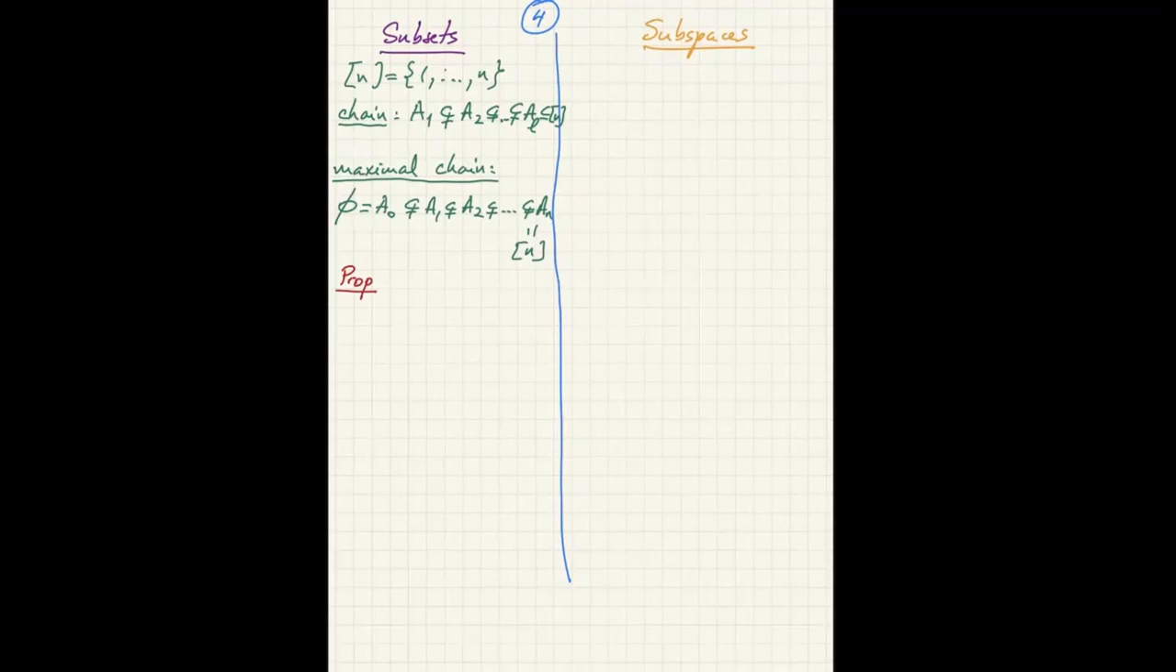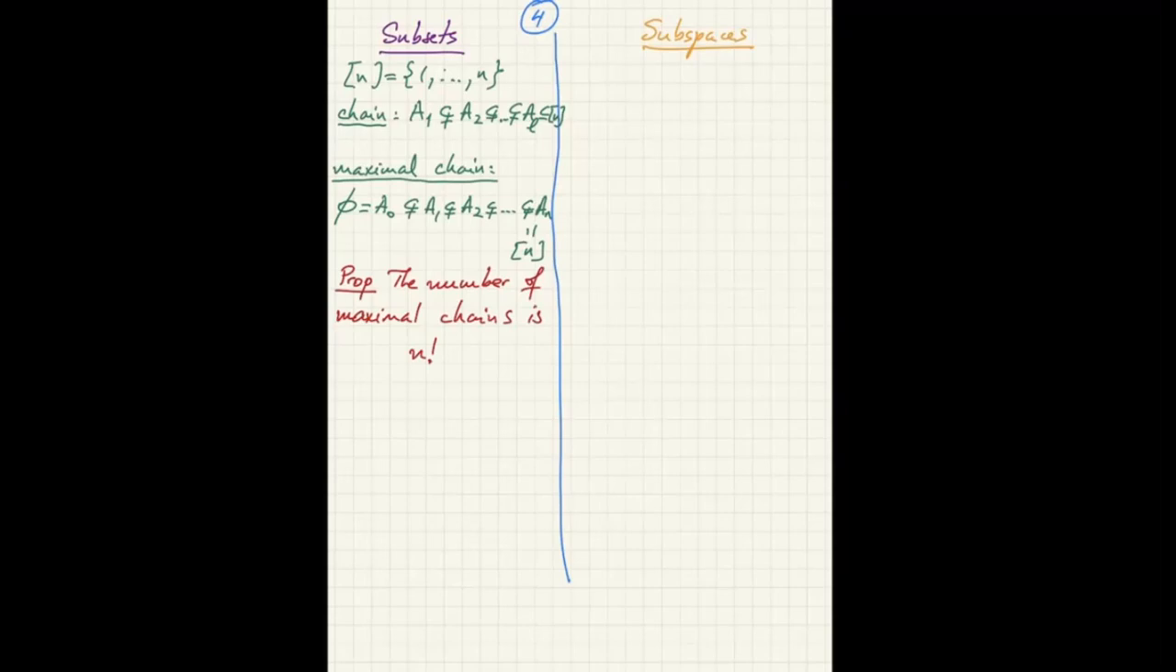Now the first result, a proposition, gives us a formula for the number of maximal chains. And it says that the number of maximal chains is n factorial. And this is probably not so surprising. Let's give a quick proof here.